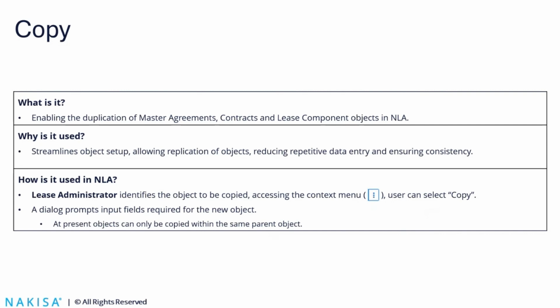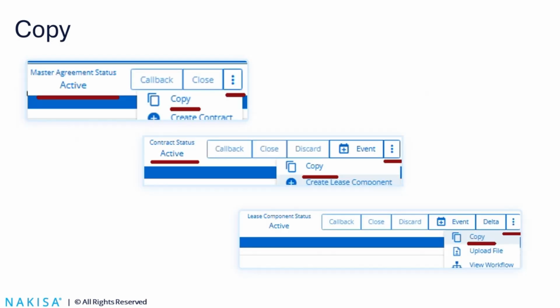How is it used in NLA? So a user will identify an object to be copied, access the context menu, which is on the right corner of your screen always, where the user can select copy. Upon doing so, a dialog will pop up and require you to enter some fields in the new object. Keep in mind, at present, the object can only be copied within the same parent object, that is, master agreement or the contract.